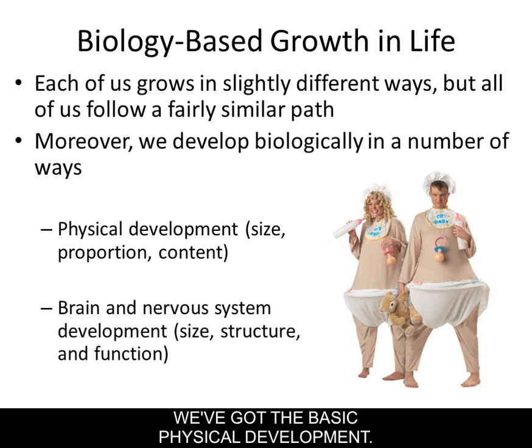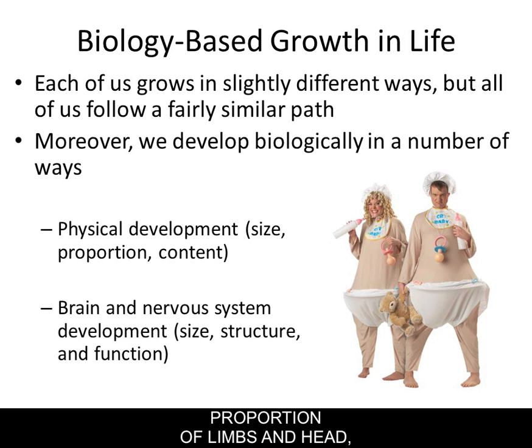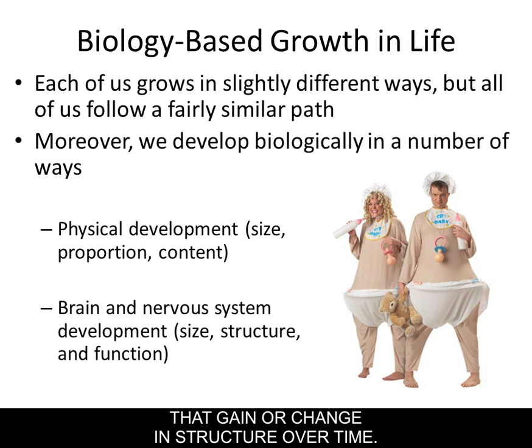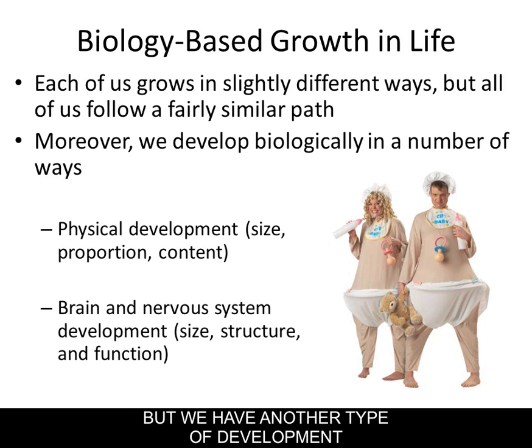We've got the basic physical development, so that's changes in size, proportion of limbs and head, and also the content of our bodies, so different organs that might emerge, in particular sexual reproductive organs that change in structure over time. But we also not only have this physical development, but we have another type of development in our brain and nervous system.